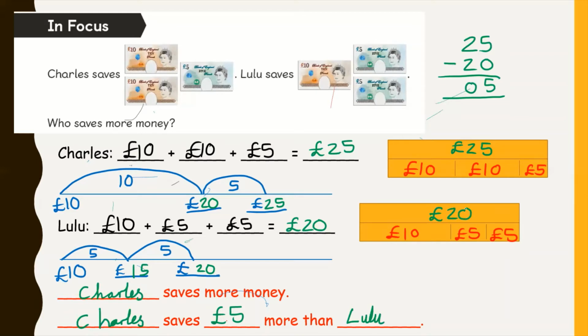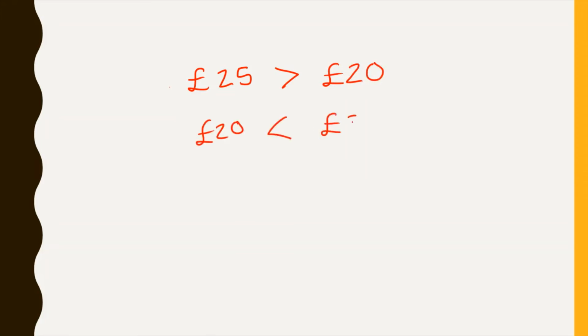Super well done, everybody. And of course, this is the perfect time to use your greater than, less than symbols. So £25 is greater than £20. So the crocodile wants to eat the bigger number. And £20 is less than or fewer than £25. Well done if you used your greater than, less than symbols today.